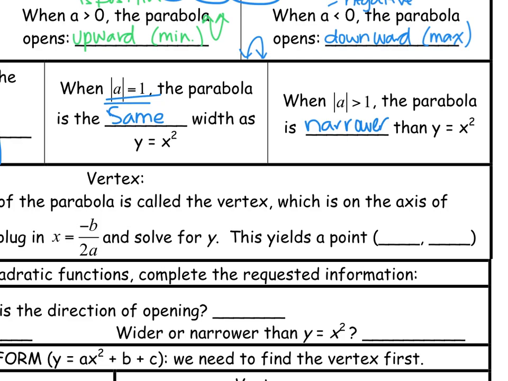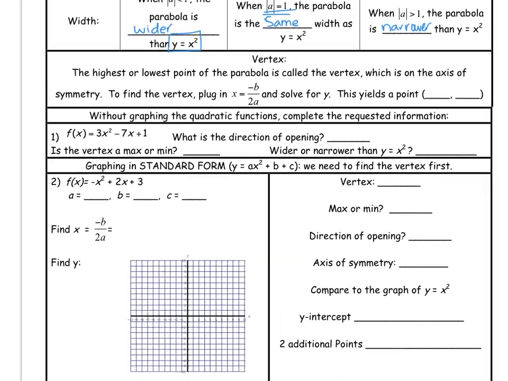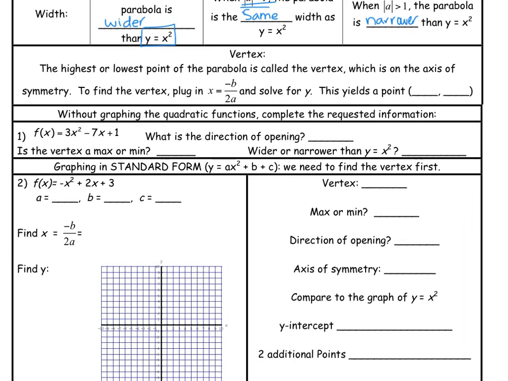Okay, so let's go back and talk about the vertex for just a little bit. The vertex, we already said, is the highest or lowest point on the parabola, and it is also on the axis of symmetry. So we talked about how the axis of symmetry has to go through the vertex. So we have a formula for finding the vertex.